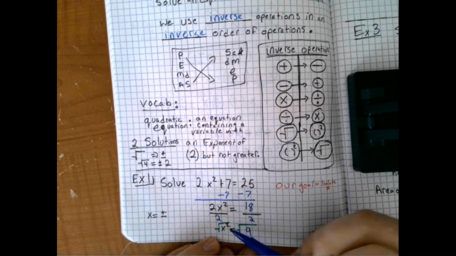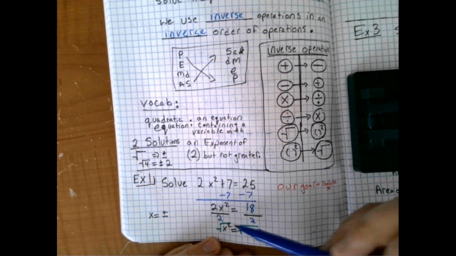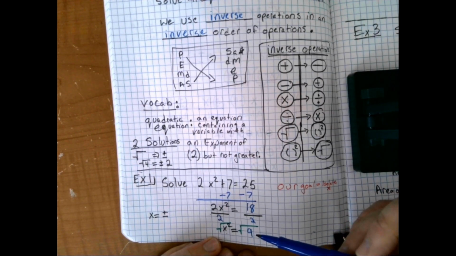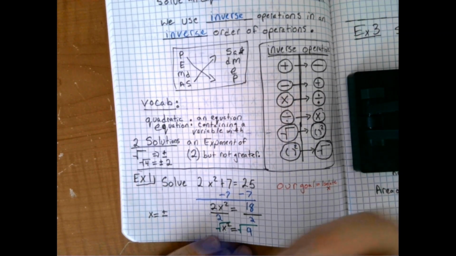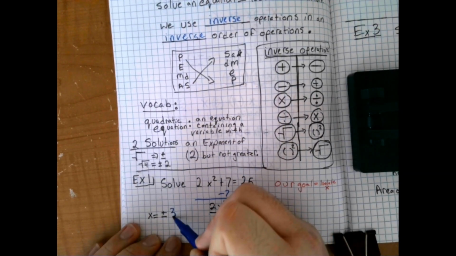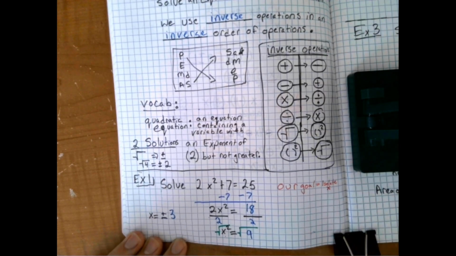When we take the square root of both sides, we're going to get x on the left-hand side, but we're going to need to take the square root of 9 as well. Usually you would have said that the square root of 9 is 3, but remember what we just learned about quadratic equations. They've got a plus or a minus, so it's x equals plus or minus 3.